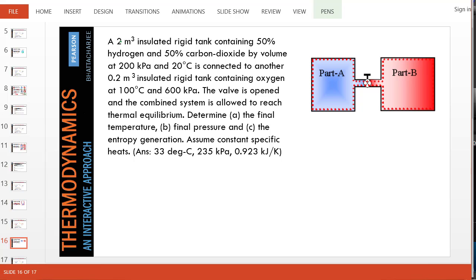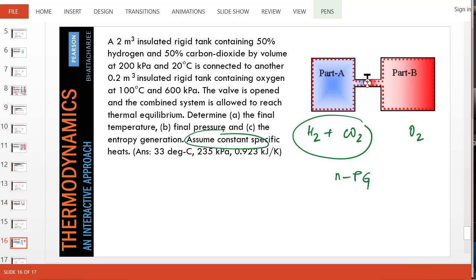Hello and welcome. This is also a mixing problem with a twist. On the left chamber, we have a mixture of hydrogen and CO2, and on the right chamber, we have pure oxygen. If part A and part B were both pure gases, then we could use the binary mixture model. But now we have a mixture on the left chamber. So the correct model to use will be NPG or an NIG model, where any number of gases can be present. And because specific heats are constant, we will use the NPG model.